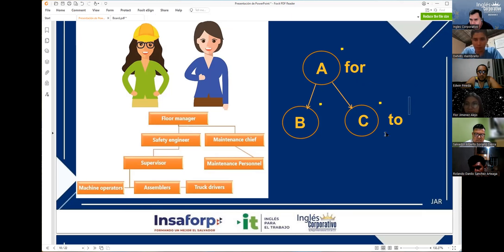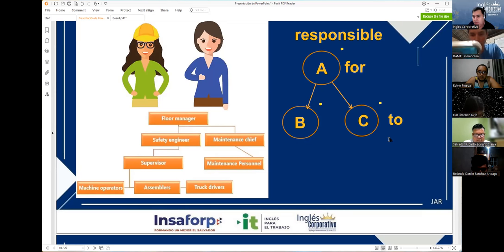Okay. We're talking about responsible. A is responsible for B and C, right? Responsable por ellos. We say B and C are responsible to A. Responsables ante A. So this one is responsible for this one. This one is responsible to this one. Okay, see the difference? Responsible for, responsible to.